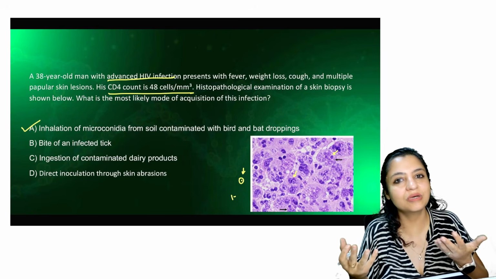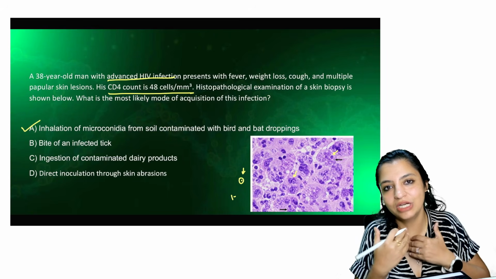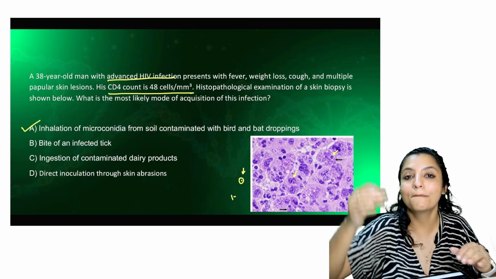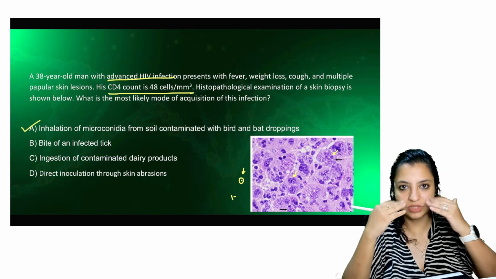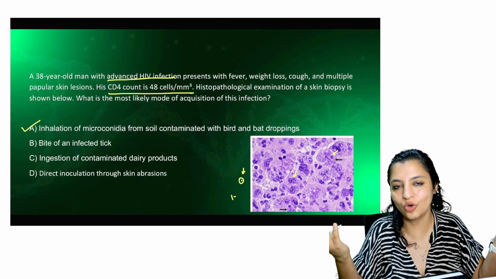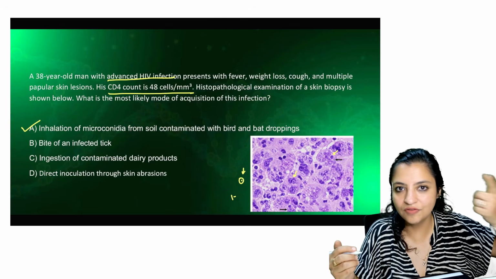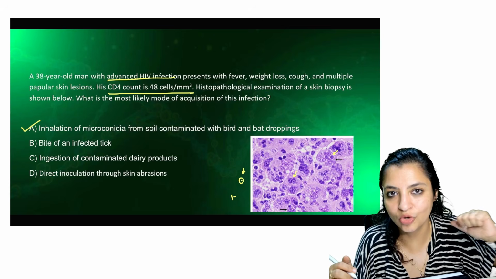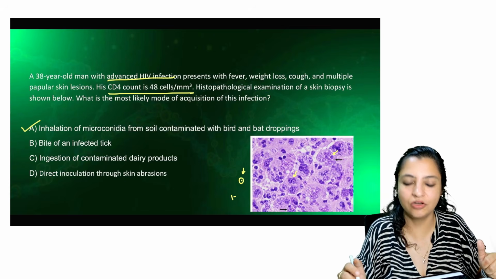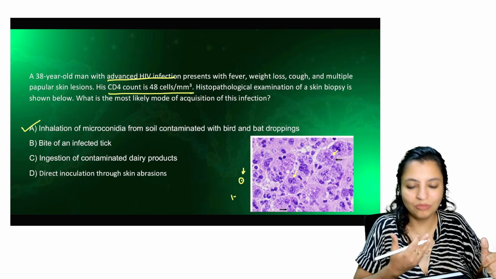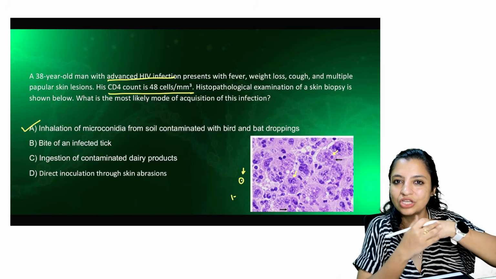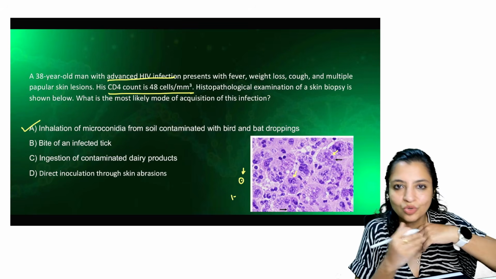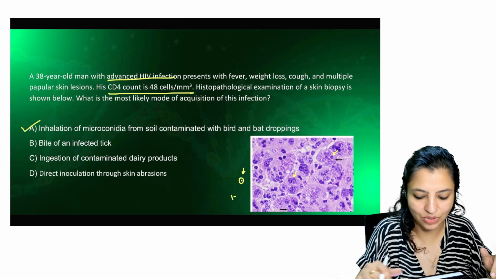Histoplasma is inhaled as microconidia from the soil which has bat and bird droppings. When you inhale it and your immunity is low, from the lung it goes to various organs like skin, liver, or bone marrow. So that's very, very typical of Histoplasma. You know that, okay? So remember, dairy products cause brucellosis. Skin abrasions, inoculation can cause tuberculosis or sporothrix. Okay, so all that was out here.